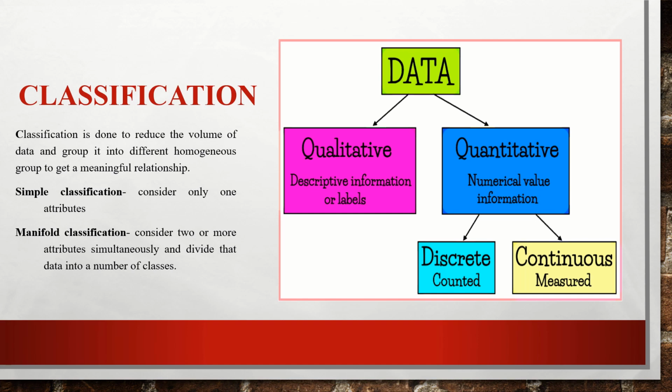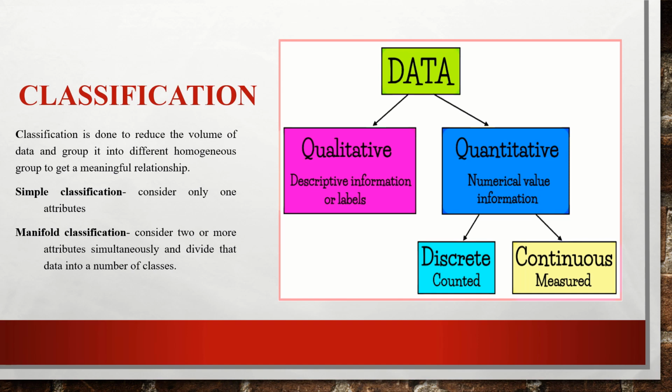The next step is classification. In this classification, the data collected is grouped. Homogeneous groups are prepared to organize complex and scattered data. It helps in the representation of data simply and helps in the comparison of the data.